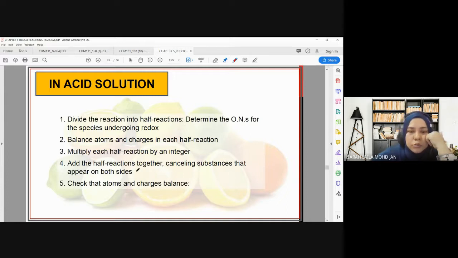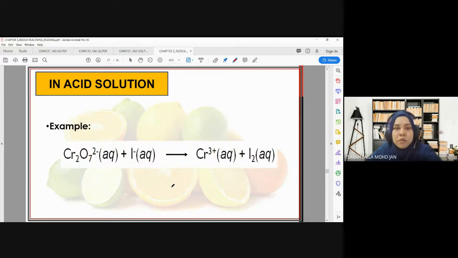Okay, ini dah dekat hujung-hujung. Last kali kita akan cancelkan substance di bahagian kiri dan kanan, both side, bahagian reactant dan juga product. And the last one, you must check the atom, it is balanced or not, and check the charges. Okay, so here are the example. Okay, first step pertama, you must buat half reaction.